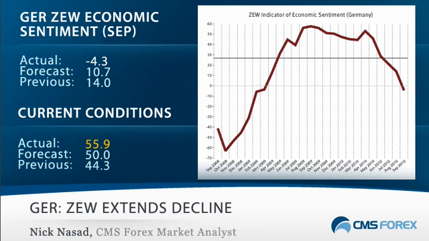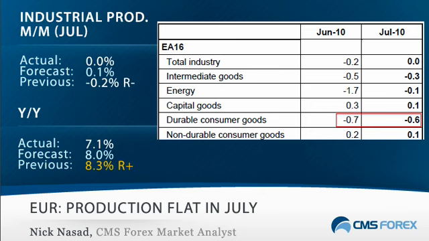Europe's largest economy. In a second release from the Eurozone, we saw industrial production for the month of July was also weaker than forecasts. On the month, output was flat following a 0.2% decline in June. On the year, production grew by 7.1%, also softer than expectations. As we can see from the table to the right-hand side, it was durable consumer goods that led the decline.